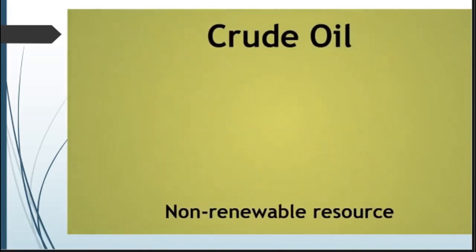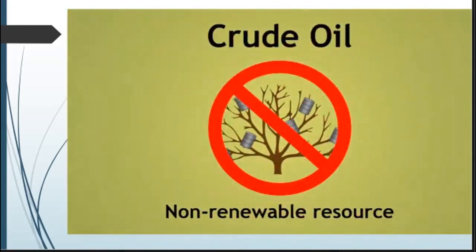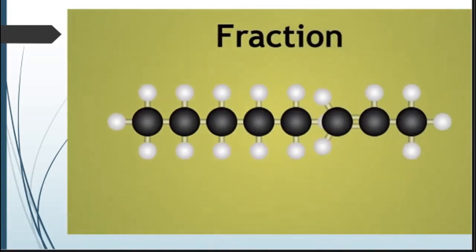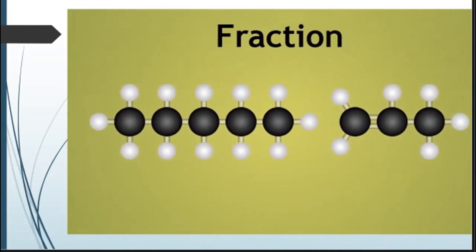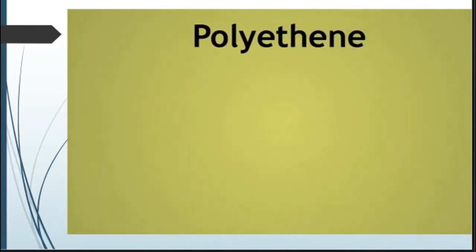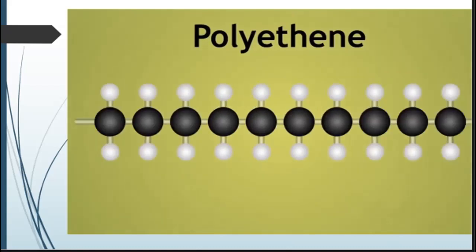Crude oil is known as a non-renewable resource because we cannot grow or produce crude oil. The fractions obtained from the fractional distillation of crude oil can be cracked to form alkenes, some of which are the monomers of these synthetic polymers. For example, polyethylene, also known as polyethene, is a polymer of ethene monomers. These polyethene polymers can be high or low density, all depending on the degree of branching present.